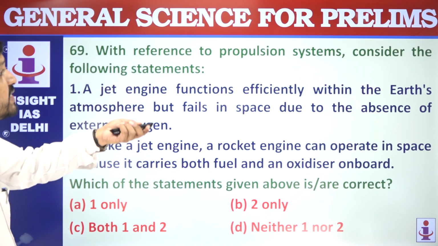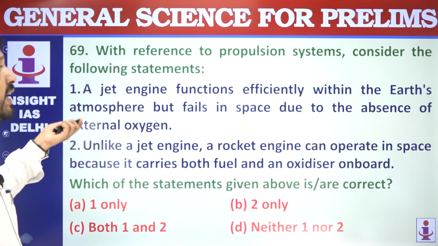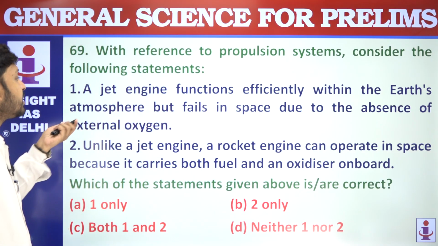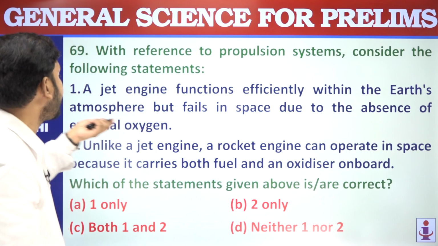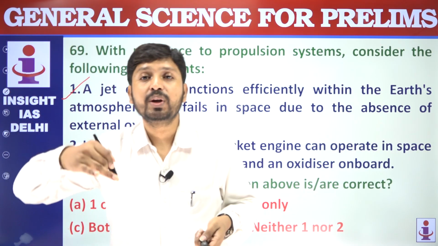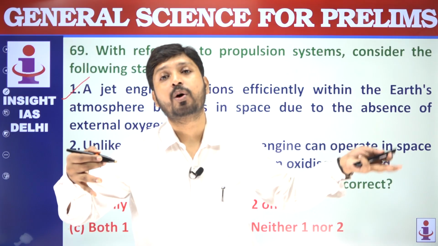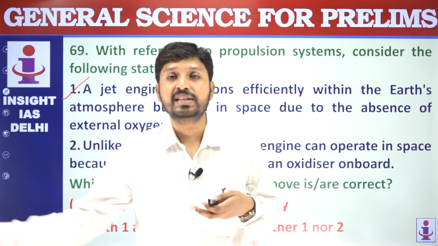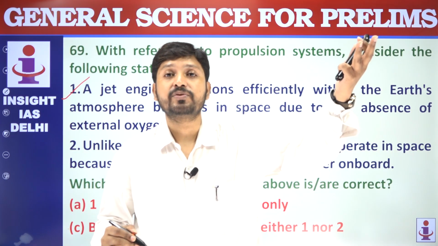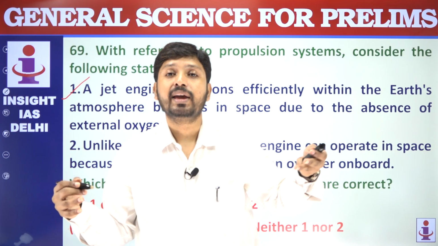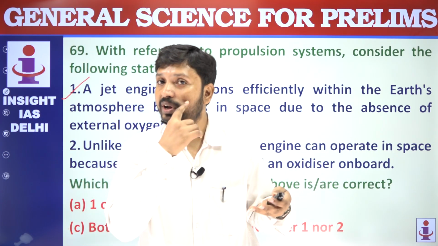With reference to propulsion systems, consider the following statements. Already I have discussed this, right? A jet engine functions efficiently within the Earth's atmosphere but fails in space due to the absence of external oxygen. As I discussed, a jet will carry only fuel, no oxidizer, because it takes oxygen from the atmosphere, compresses it, combusts, and exhausts gases and it will move. But once it goes beyond the atmosphere, there won't be any oxygen. If no oxygen, no air, no compression, nothing, so no combustion will take place.